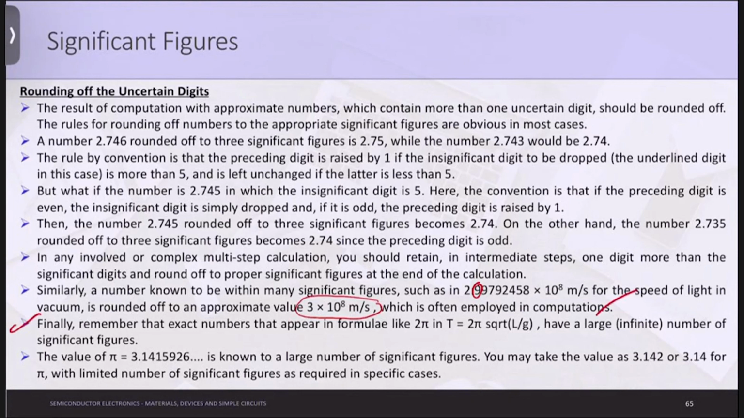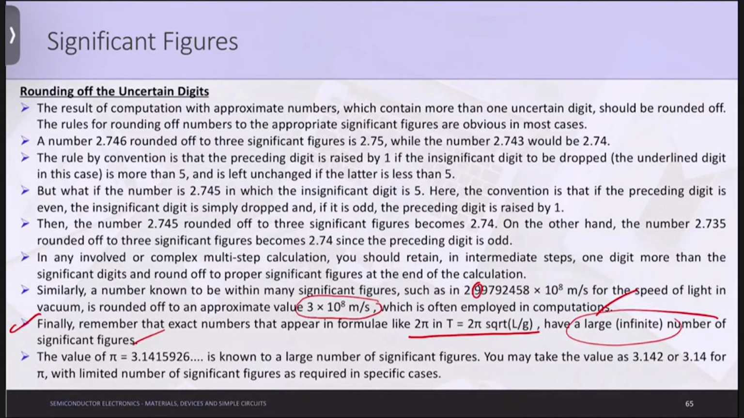Finally, remember that the exact numbers that appear in formulas like t is equal to 2π√(l/g) have a large number of significant figures. This was also explained as one of the points in the last class: exact numbers or defined numbers have an infinite number of significant figures. So they can be modified as per our choice or as per our convenience.